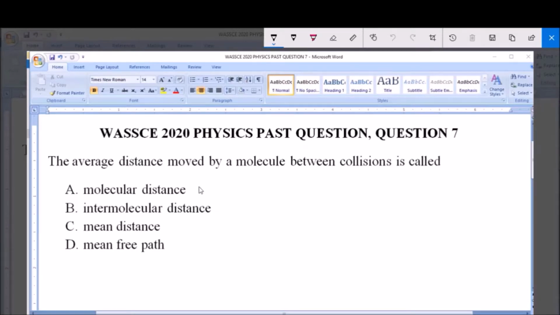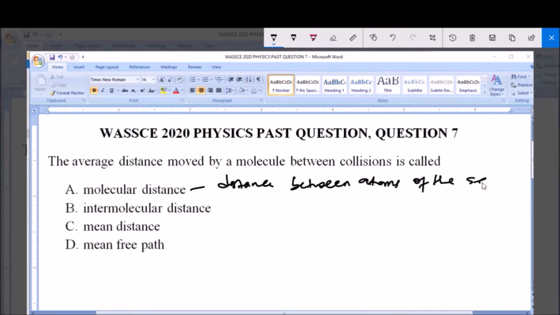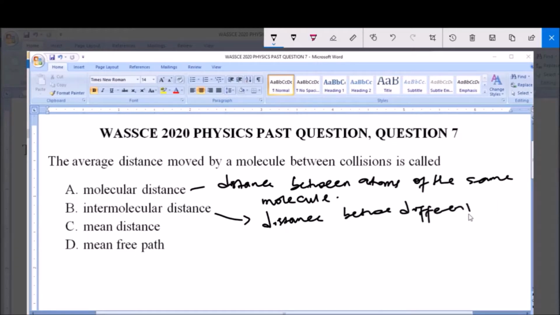Now, let's analyze each of these options to get our answer. Molecular distance, that's option A. Molecular distance is simply the distance between atoms of the same molecule. The distance between atoms of the same molecule is what we call the molecular distance. Now, this is intermolecular distance. This is the distance between different molecules, or two molecules.